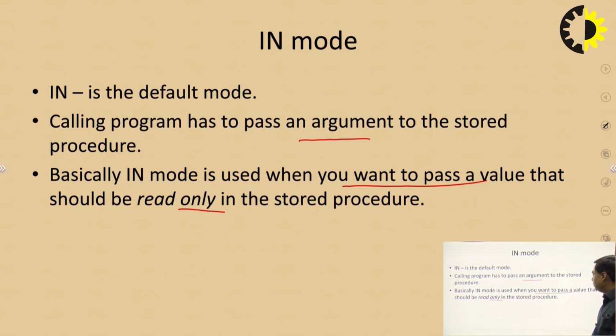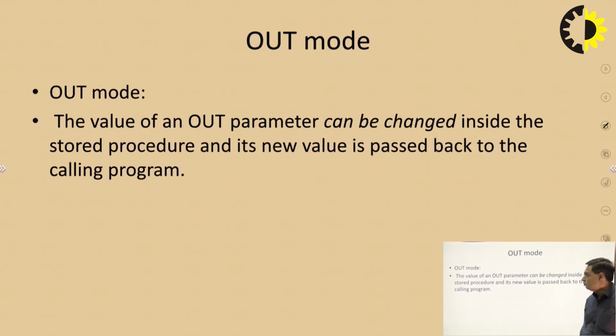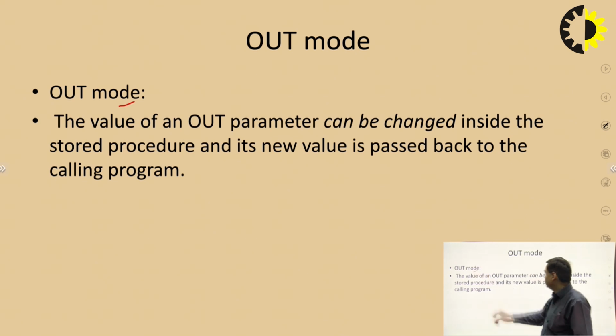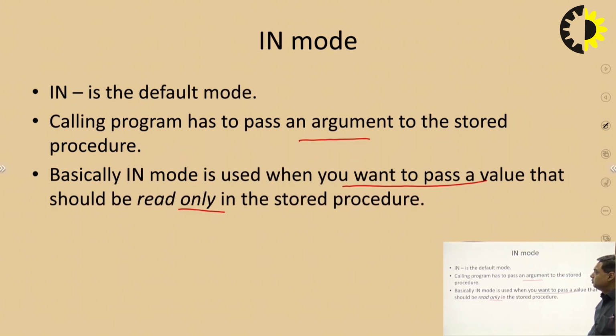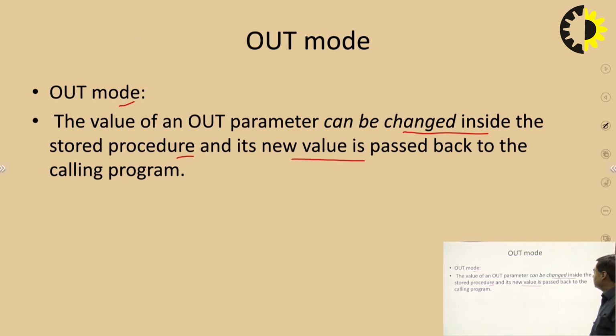So in mode is basically used to just give information to the procedure, and you are not interested in its modification in the procedure. If you are interested in modifying the variable, then we must use the out mode. An out parameter can be changed inside a stored procedure and its new value will be passed back to the calling program. So just look at the difference between in and out. In case of in, the calling program cannot see the modified value. In case of out mode, whatever modification is done in the procedure will be accessible by the calling program.